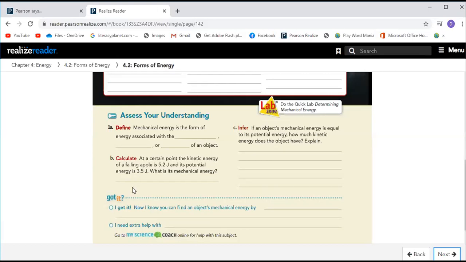How can we calculate the mechanical energy?